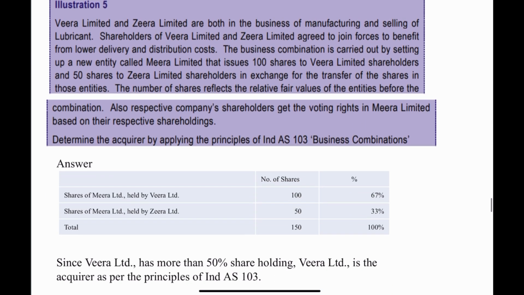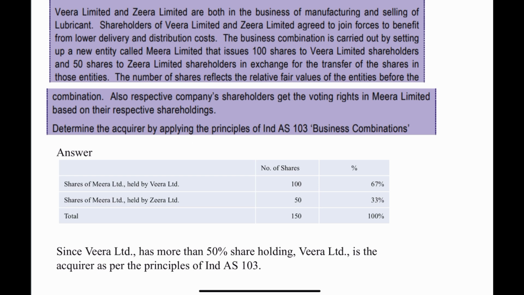Okay, then I will move on to example 2. So here also you can just read. I'll give a few minutes.